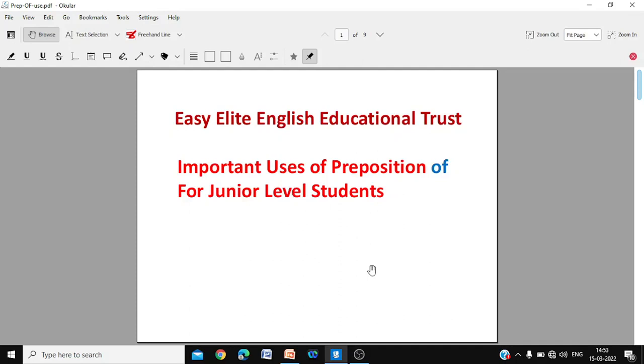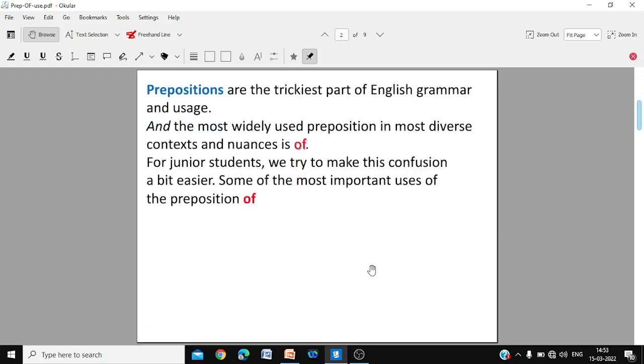First, let us see the circumstances in which the preposition of is used. We know that it is not possible to give a complete list, but still this is a guideline on the use of preposition of for junior level students. Prepositions are the trickiest part, and the most widely used preposition in most diverse contexts and nuances is of. So we are trying to make this confusion a bit easier by providing some guidelines.